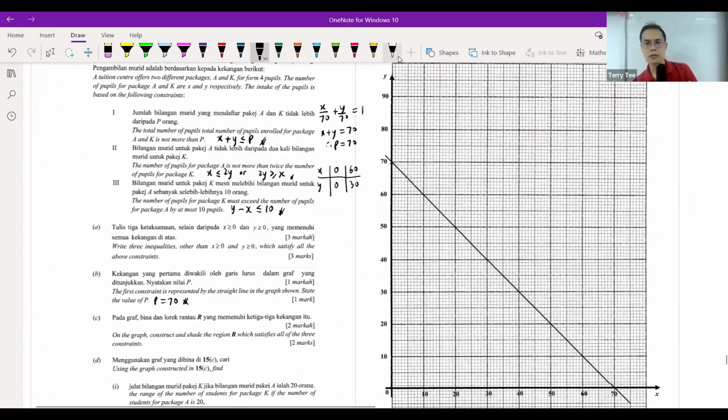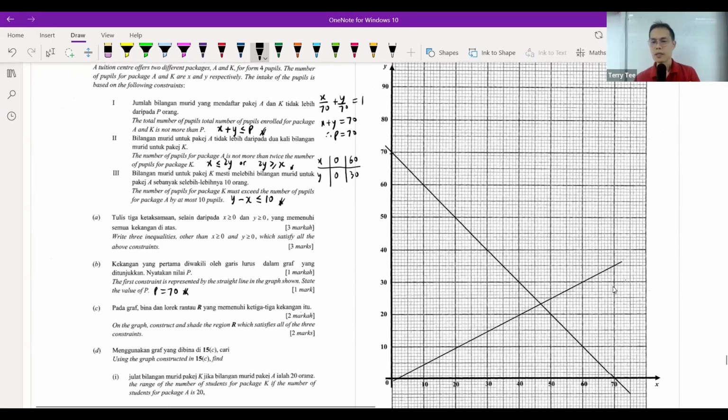The first point is 0, 0, which is over here. 60, 30 will be here. The line must pass through this point here. A bit hard to see, but this one is okay. So this is 2y equals x.